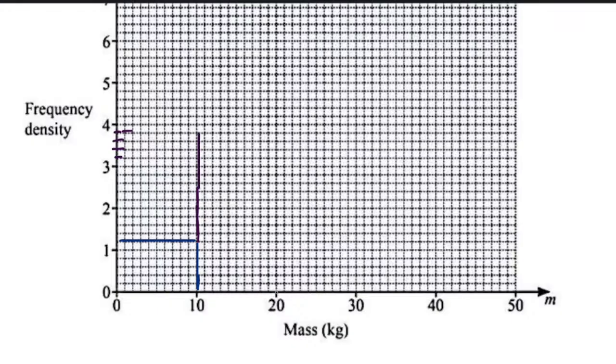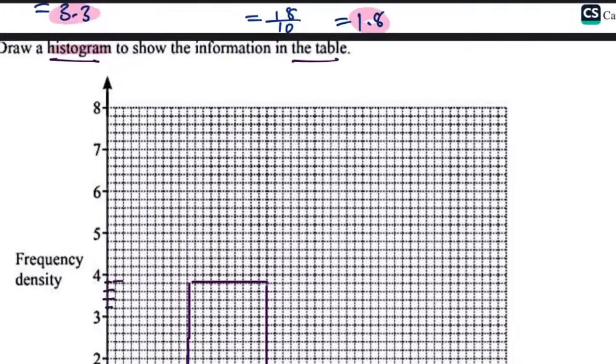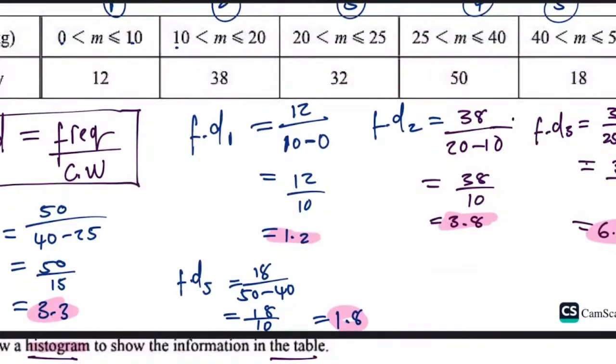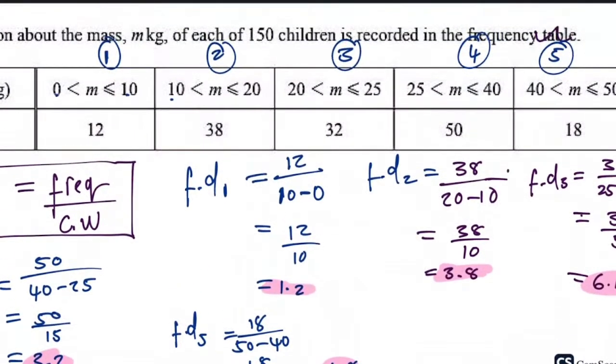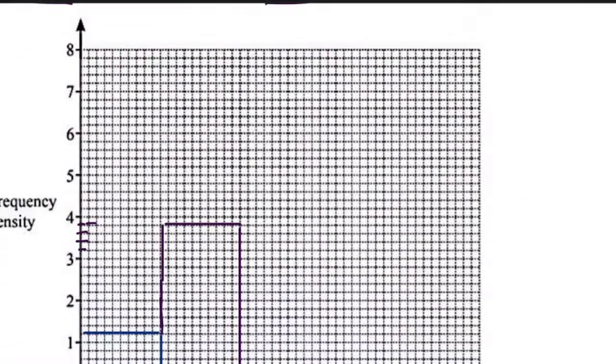From 10 all the way to 20, and it's going to be at 3.8. That is it. Then the next value is 6.4, and it's going to be 6.4 from 20 to 25. All right. So from 20 to 25, we'll go to 6.2, 6.4 here.